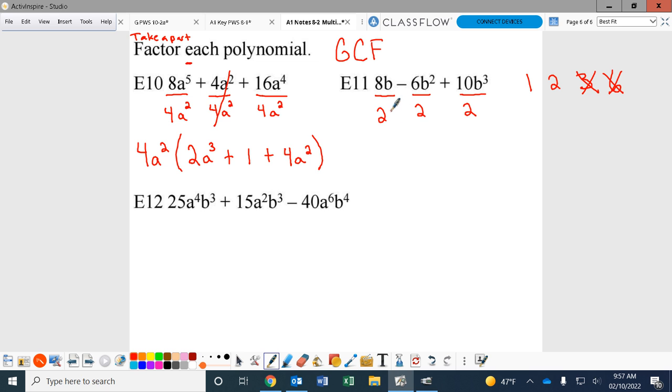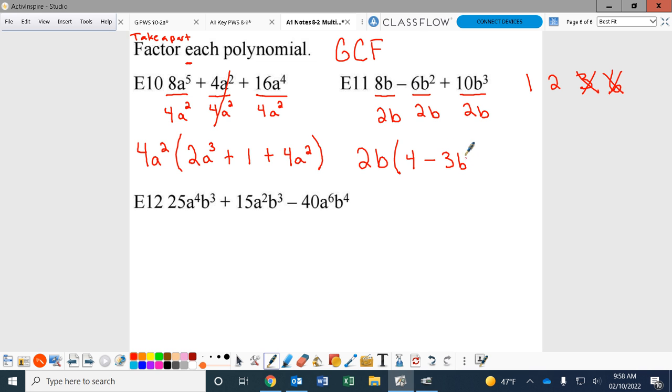What is the lowest power on the b that you can divide by? Just 1. So it's just 2b. So 2b is going to go out in front of your parentheses. That is the greatest common factor. What's going to be left over is what you get when you divide this. Guys, 8 divided by 2 is going to be 4. But what happens to the b's in that one? They cancel. Perfect. Minus 6 divided by 2 is going to give us 3.